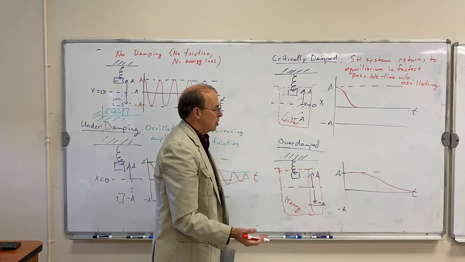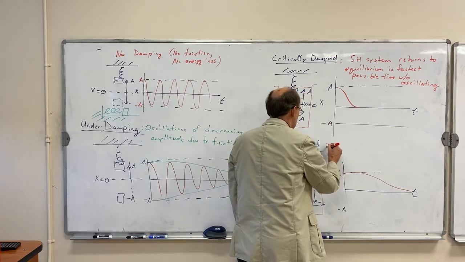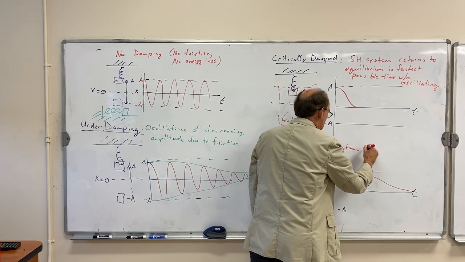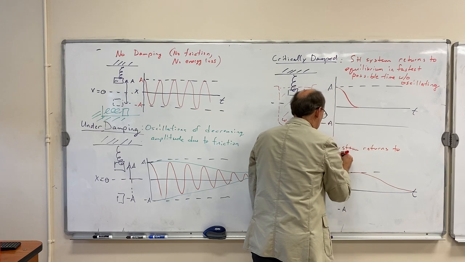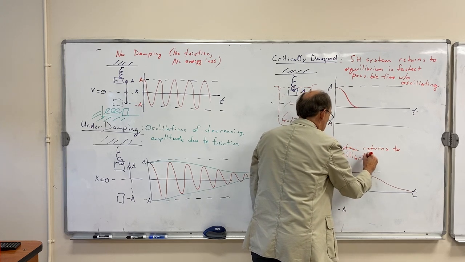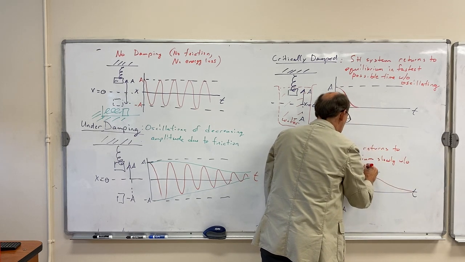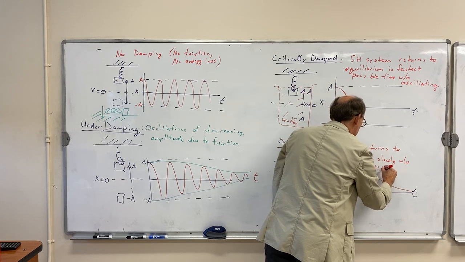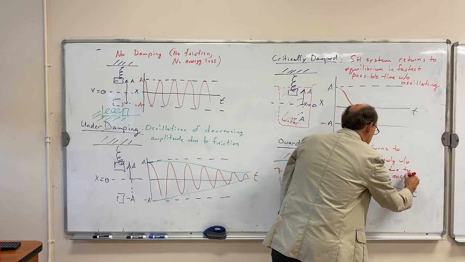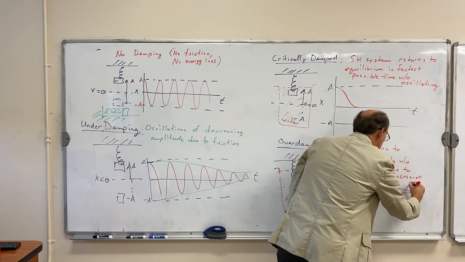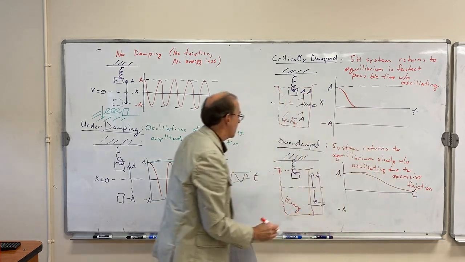So the system returns to equilibrium very slowly, because of excessive friction. The system returns to equilibrium slowly without oscillating due to excessive friction. That's overdamping.